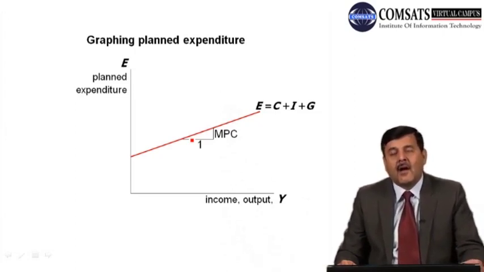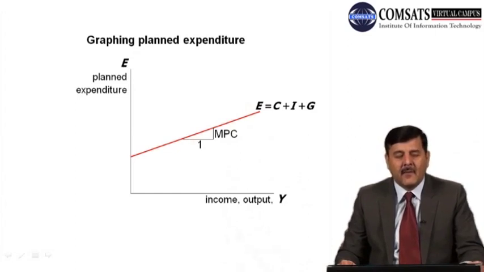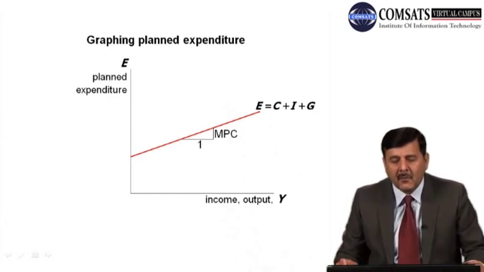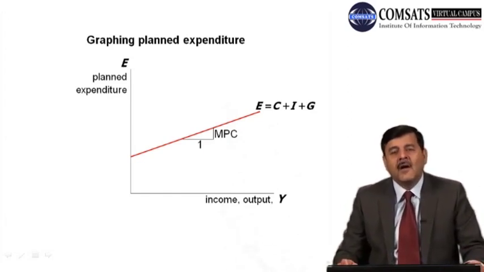What it shows is that with the increase in income, with the increase in output, planned expenditure, which is in the form of consumption, investment, government expenditure, will also increase. That's why we have this positively sloped curve, and you can see the slope of this planned expenditure curve is the marginal propensity to consume, the change in consumption due to change in income.